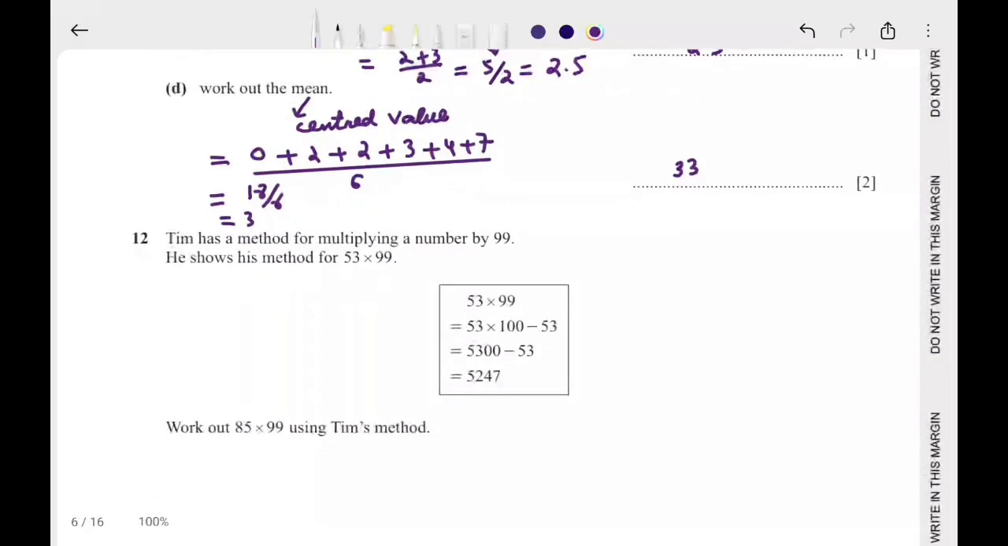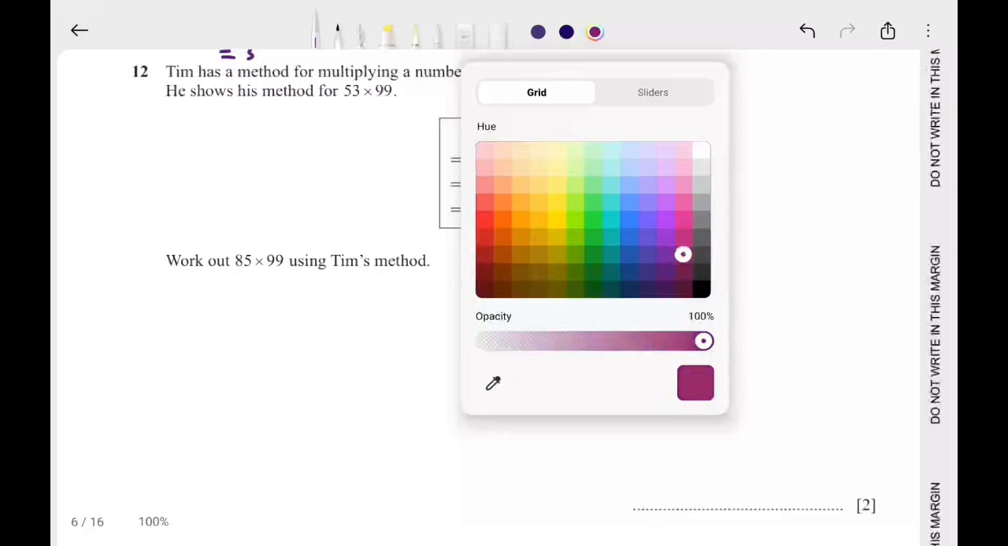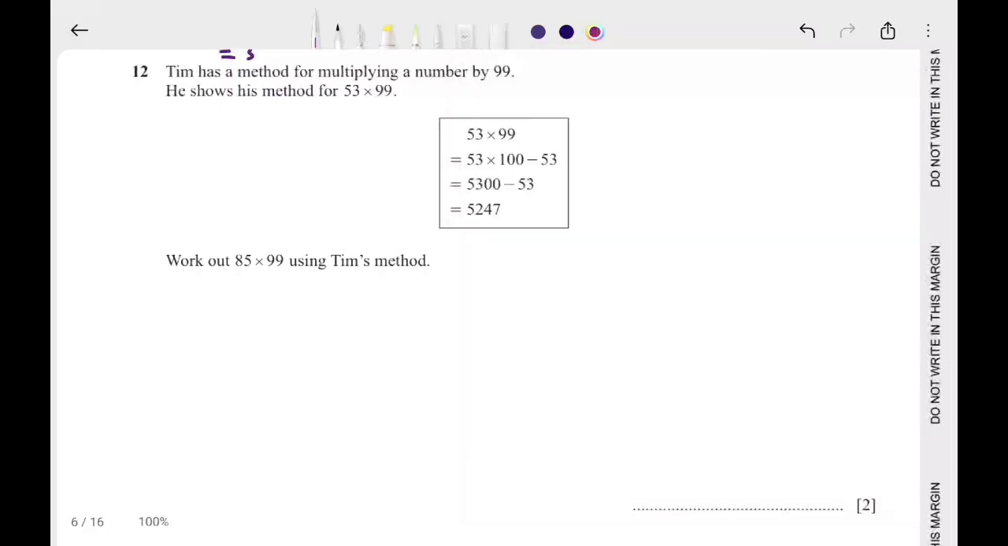Next question. Tim has a method for multiplying a number by 99. He shows his method for 53 times 99. If Tim multiplies 53 by 99, he gets 53 times 100 minus 53, and then he gets 5300 minus 53, and the final answer he gets is 5247.